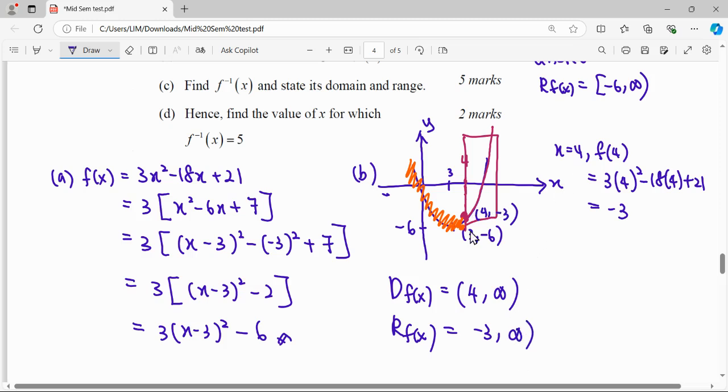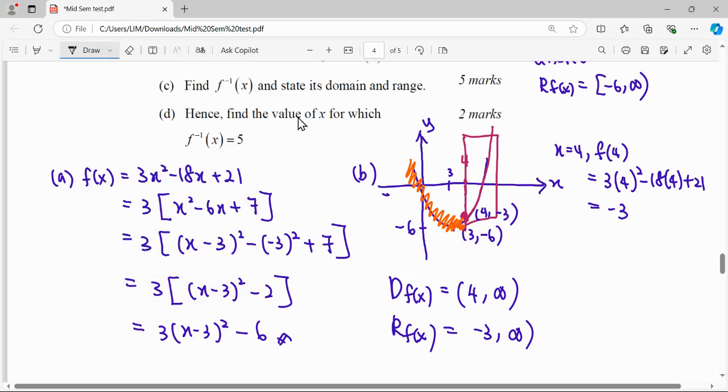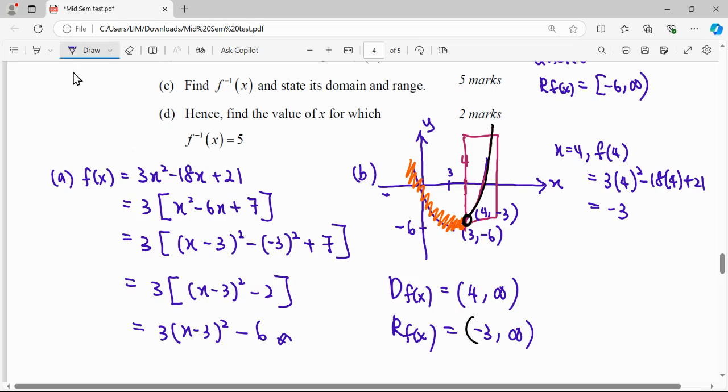Since this point is not included, this point 4, negative 3 should be an empty circle. Then going up. So the domain starts with 4, not included, to the right-hand side. The range starts from the minimum point, negative 3, not included, to infinity. So here we have our domain and range.